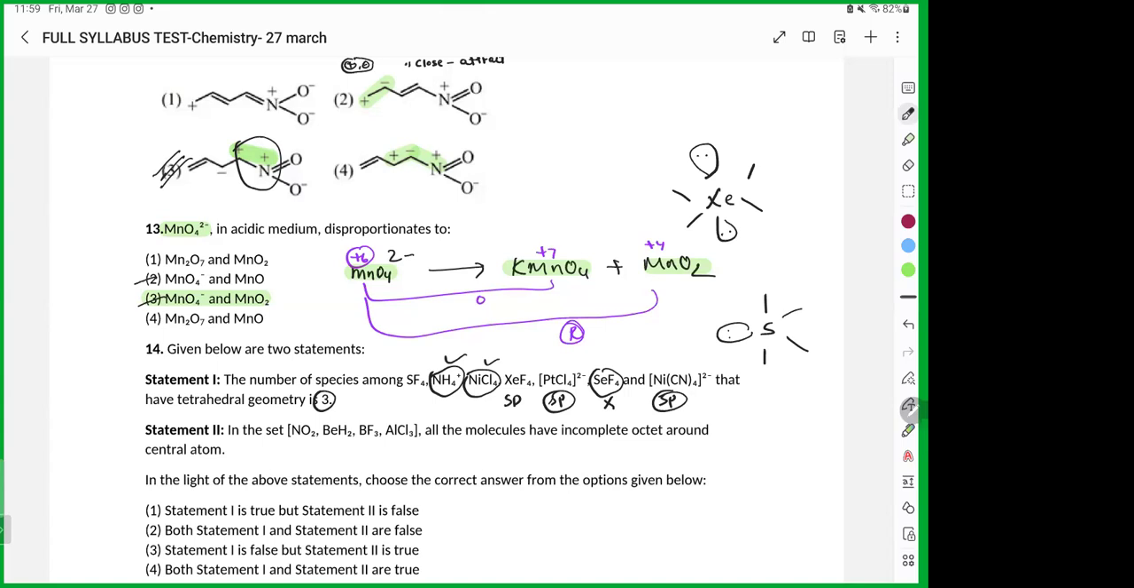So, how many had tetrahedral? Only 2, not 3. Ammonium chloride and nickel chloride. Only these 2 had tetrahedral. So 3 is wrong. If this is false, you can eliminate 2 options. Second, in this all the molecules have incomplete octet. Incomplete octet, let's see.